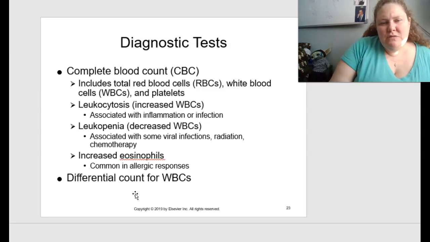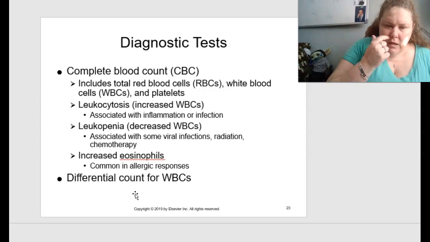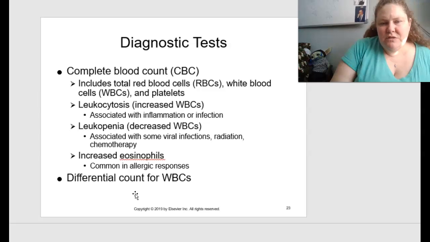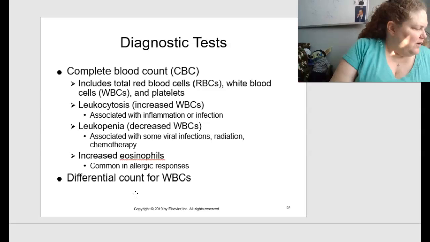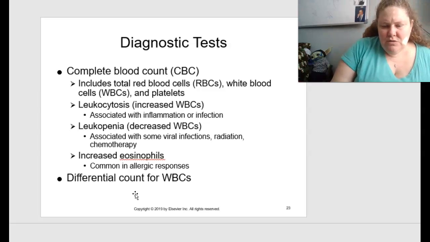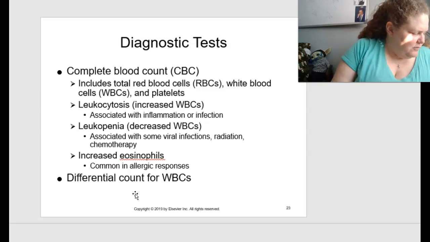We have leukocytosis, and this would be caused by increased white blood cells, and this is associated with inflammation or infection. You can have leukopenia, and this would be decreased white blood cells, and this is associated with some viral infections, radiation, and chemotherapy. Then you also have increased eosinophils, and this is common in allergic responses. You also have differential blood counts that can occur to just figure out the different types of the cells that you have in your blood.